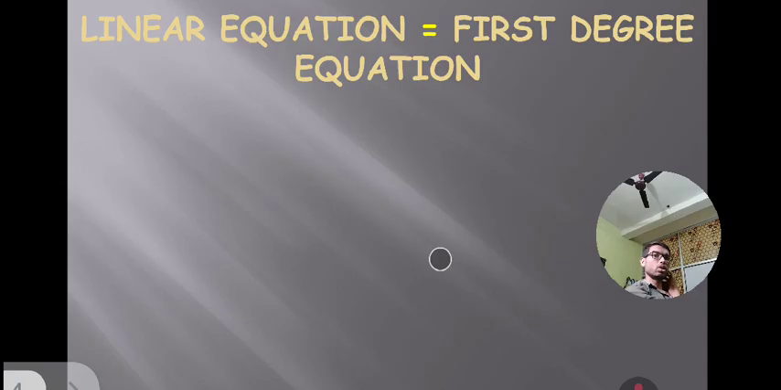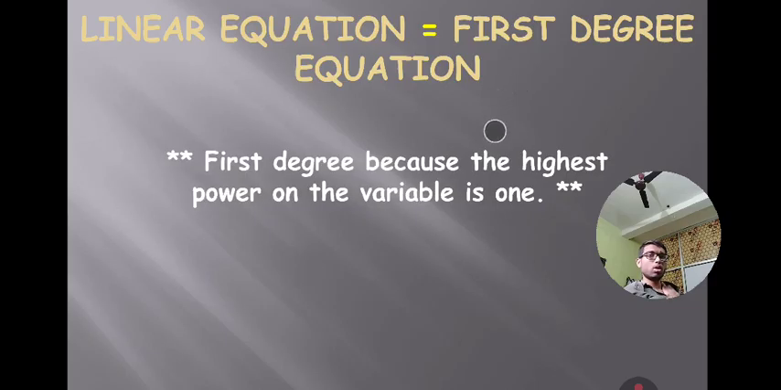Linear equation is equal to first degree equation. Yes, first degree. The exponent should be 1 for a linear equation. To represent a linear equation, the degree should be 1. The exponent should be 1. First degree because the highest power on the variable is 1.